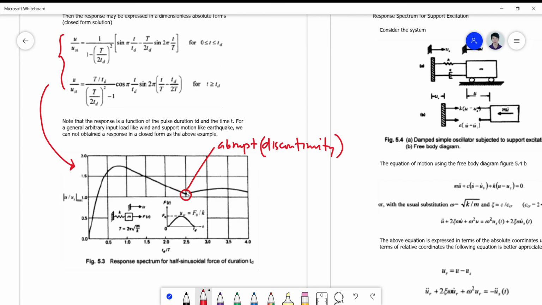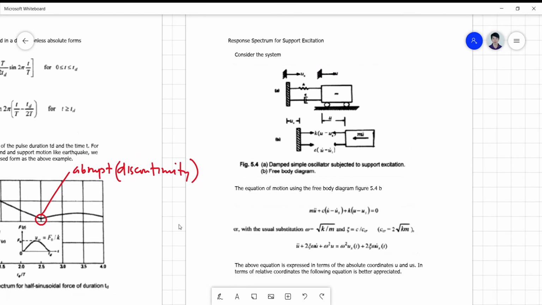So impulsively, this is where your forcing function ends. So somewhere here at TD over T equals 2.5. Okay?